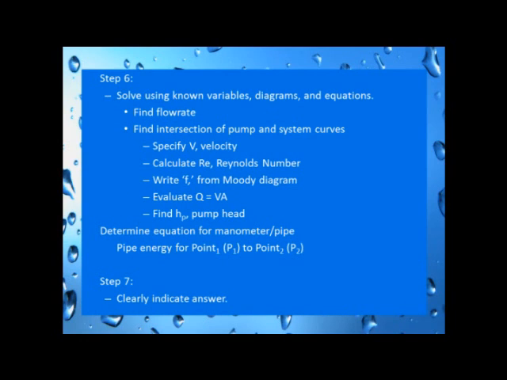In step 6, we will solve using known variables, diagrams, and the values determined from those diagrams, and the relevant equations from step 4. First, we will find the flow rate and find the intersection of pump and system curve by specifying the velocity, calculating Reynolds number, indicating the determined F from the Moody diagram, finding the flow rate, and finally finding the pump head.